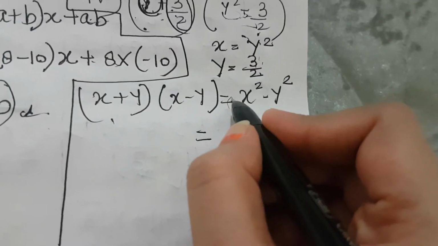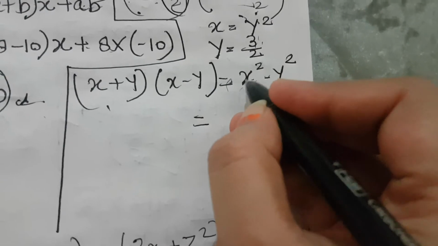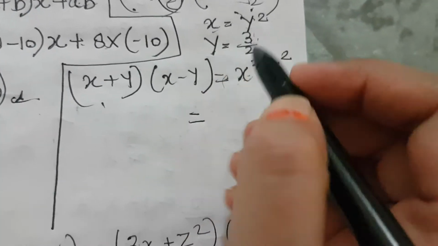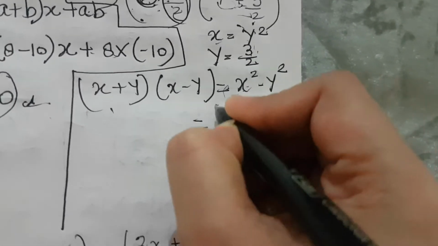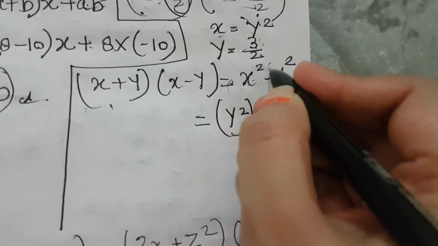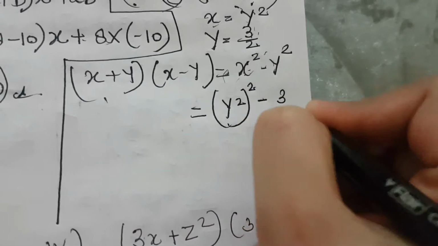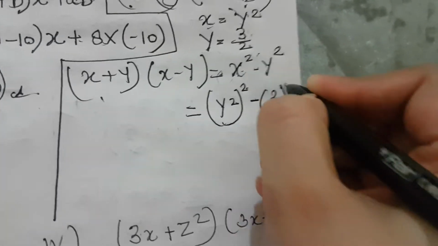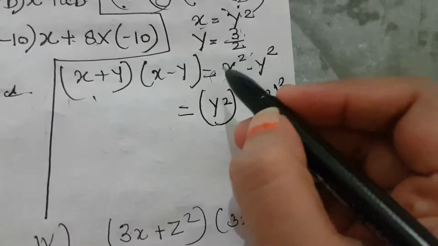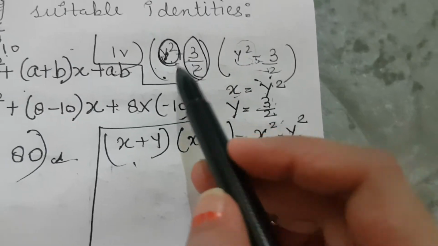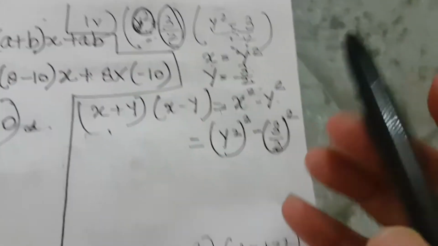So x square. Now you put the x value first. What is the value of x? y square. And the square is there in this also. Minus, what is the value of y? 3 by 2 and square. Just we have put the values of x and y according to the given question.